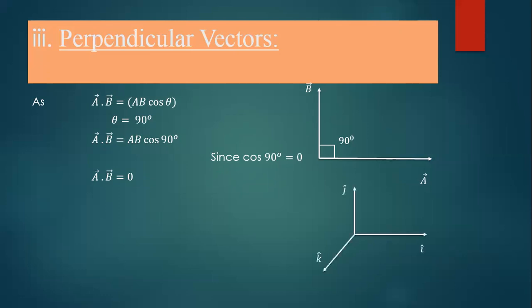In terms of unit vectors, we know that I, J, and K are mutually perpendicular. They are at right angles to each other. Hence, I dot J, by putting the angle equal to 90 degrees and the magnitude of a unit vector as 1, is cos 90, which is equal to 0. So I dot J becomes equal to 0. Similarly, J dot K as well as K dot I is also equal to 0. So whenever there are two perpendicular vectors, their scalar product or dot product becomes 0.